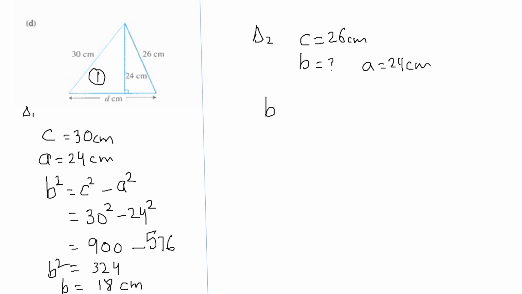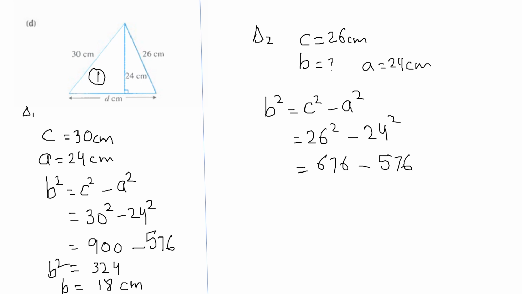Now I have to find B squared, or I have to find B. B squared is equal to C squared minus A squared. Now C squared is 26 squared minus A squared is 24 squared. 26 multiplied by 26 gives you 676, and 24 times 24 gives you 576. Subtracting these two gives you 100, and 100 is the square of 10, so you can write B is equal to 10 centimeter.